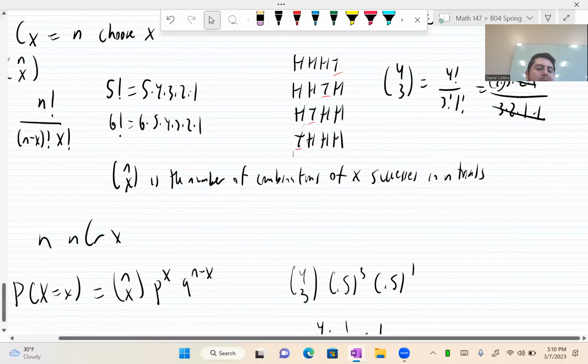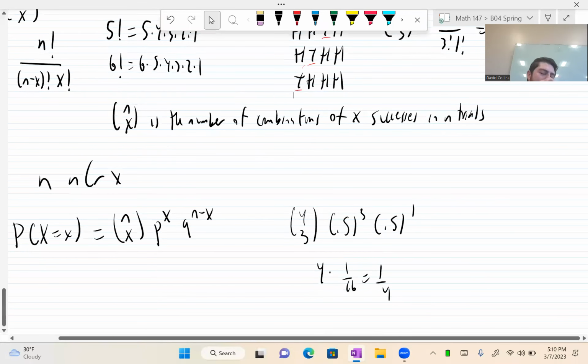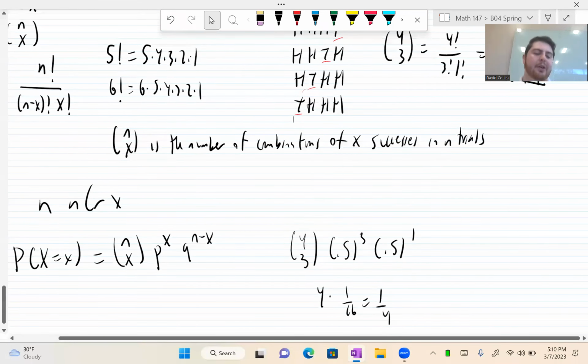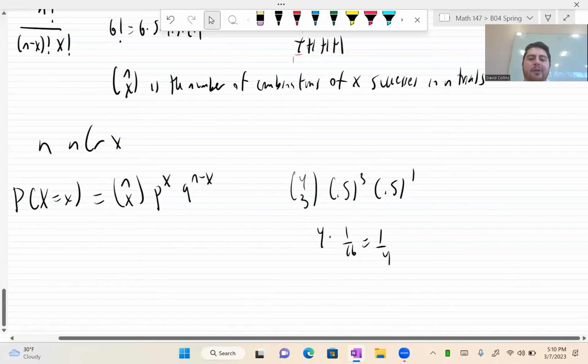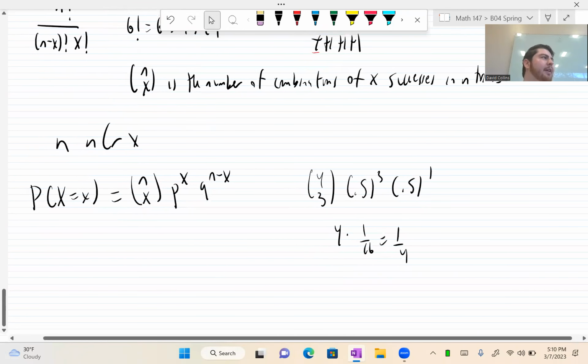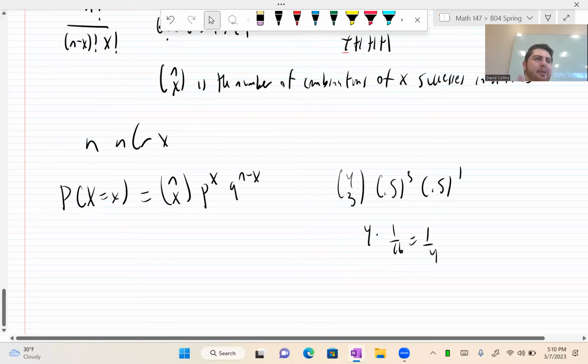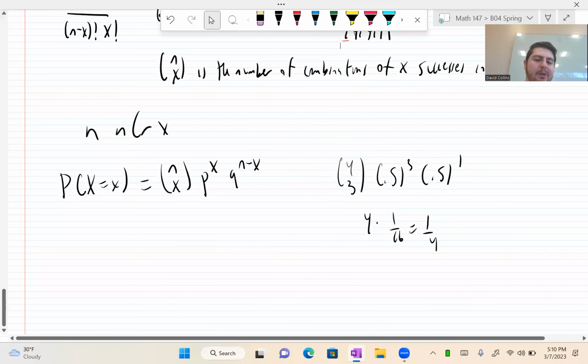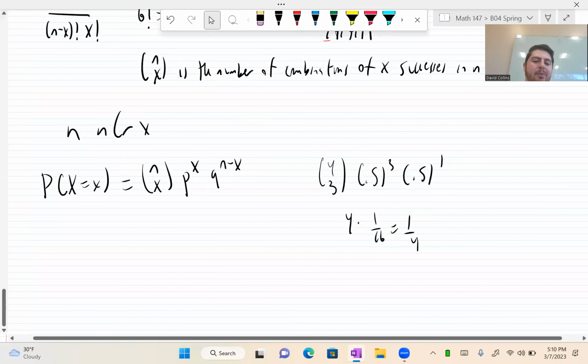Sometimes this number can get really big. I did an example in office hours where the n choose x was like 80,000. That's fine, as long as your probability is a number between 0 and 1. It might look really big, but don't worry about it. And you can plug this all into your calculator in one line too.